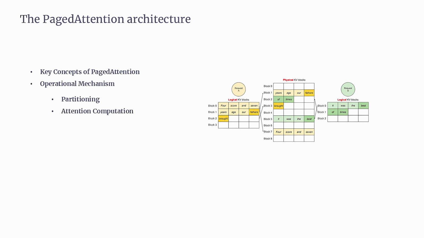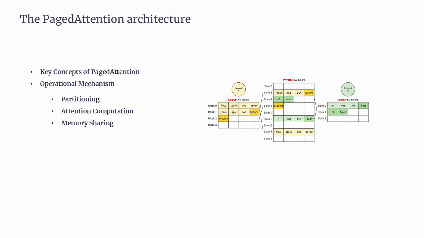2. Attention computation. Instead of processing the entire sequence of tokens at once, PagedAttention fetches these KV blocks individually. This reduces the memory load, as the system only focuses on the relevant data for each step, rather than holding everything in memory at once.